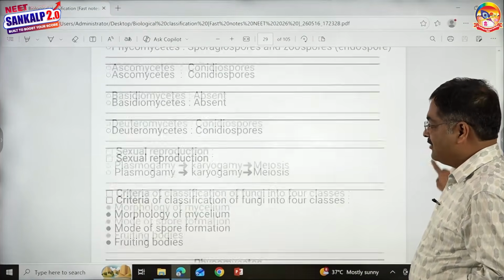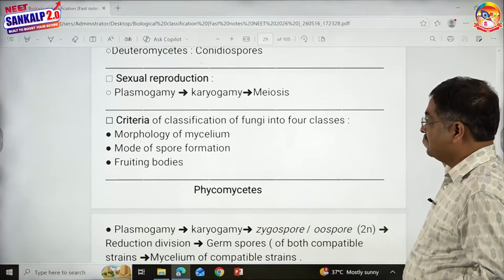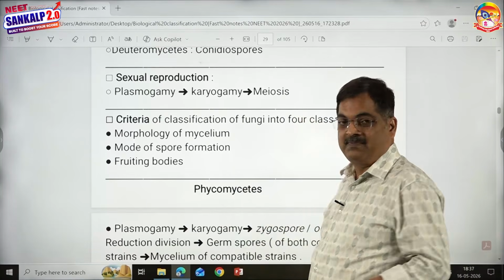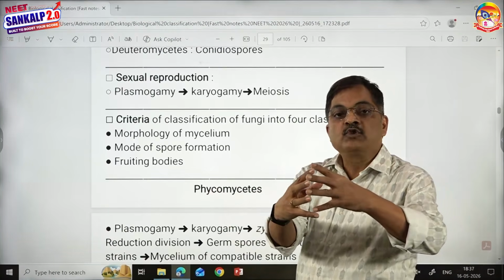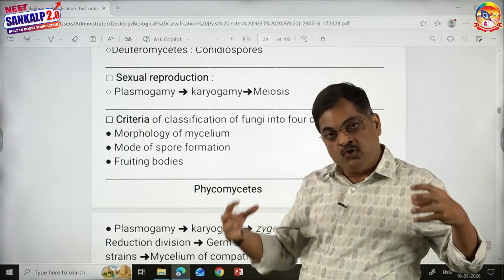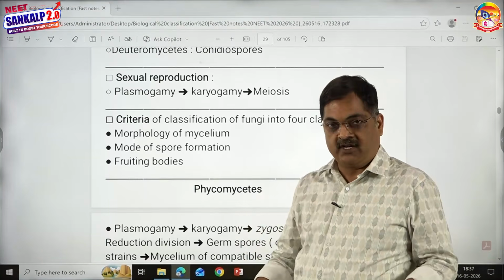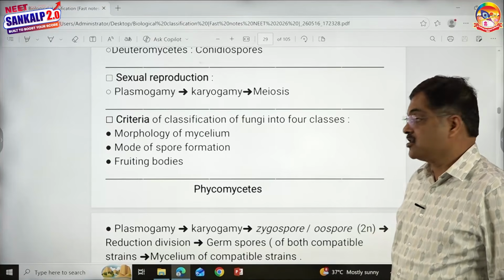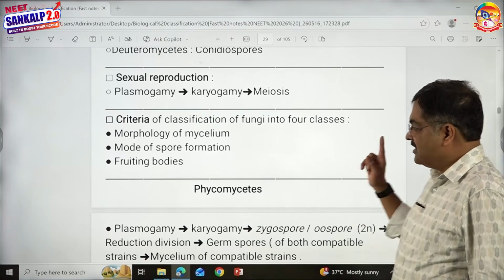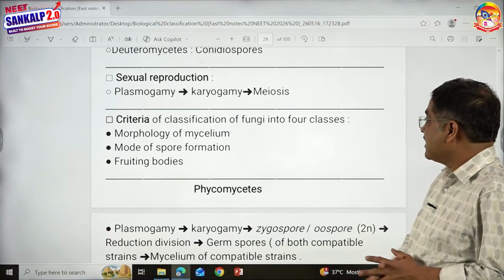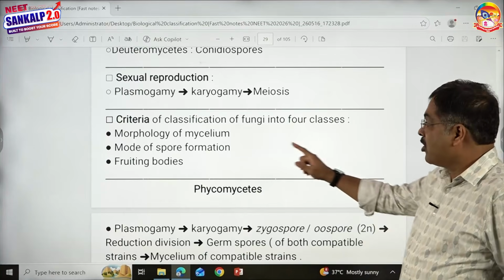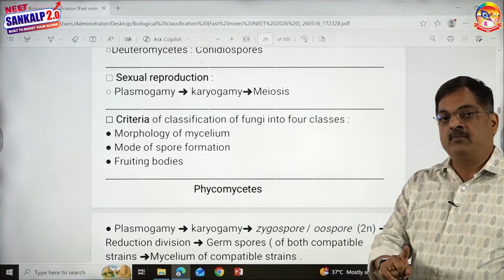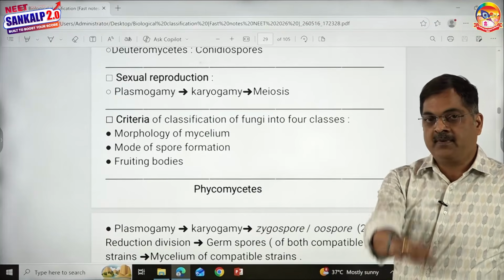Now the most important, sexual reproduction. It could be plasmogamy, followed by karyogamy, followed by meiosis. Plasmogamy means protoplasm fusing. Karyogamy means nuclei fusing, followed by reduction division. So these are the 3 steps or 3 stages of sexual reproduction in fungi. Even this is important: criteria for classifying fungi into 4 classes. Morphology of mycelium, mode of spore formation, and fruiting bodies. Remember this, very popular question.